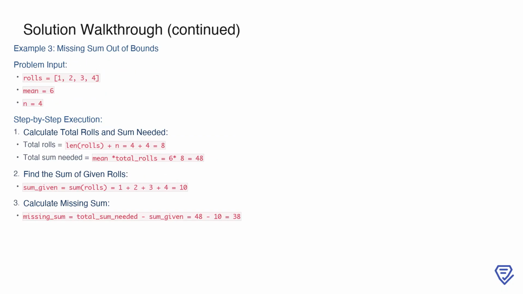In the third example, the input roles are 1, 2, 3, 4, the mean is 6, and there are 4 missing roles. The total number of roles becomes 8, and to achieve a mean of 6, the total sum of all roles must be 48. The sum of the given roles is 10. By subtracting this from the total sum needed, we find the missing sum is 38.